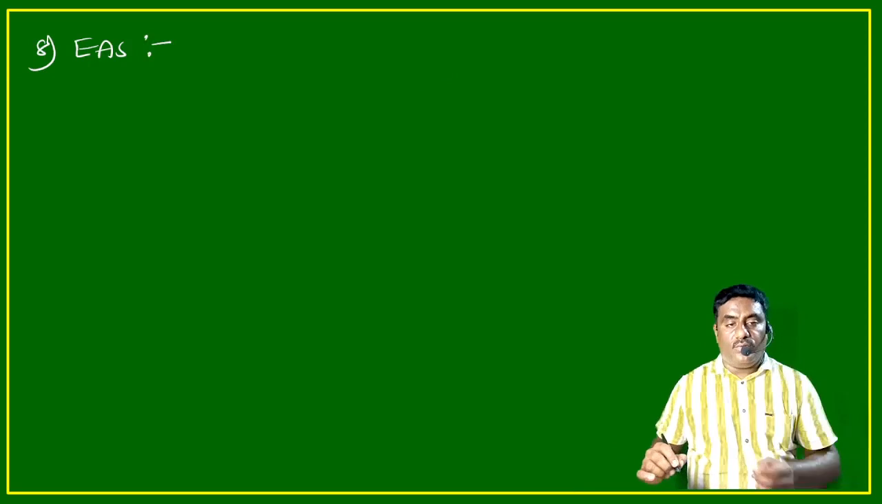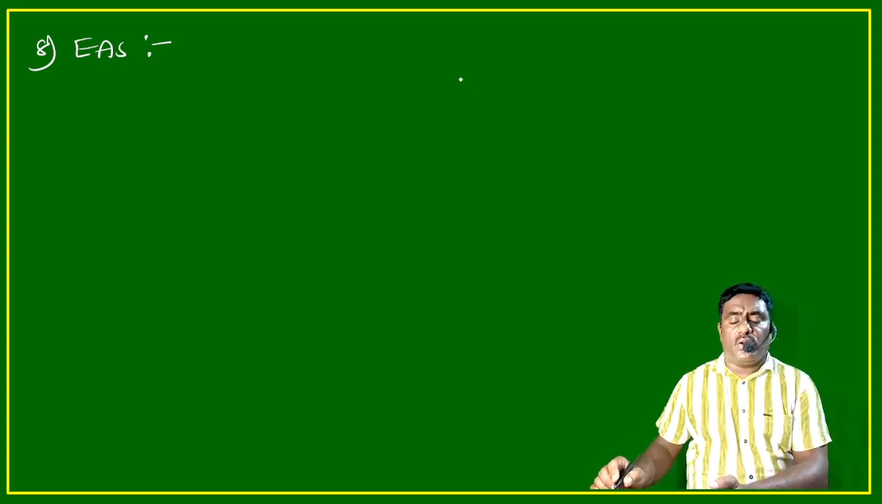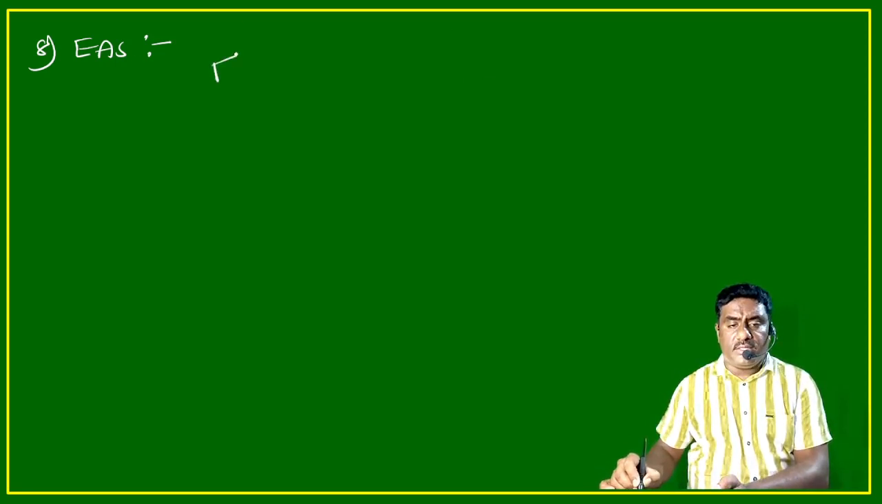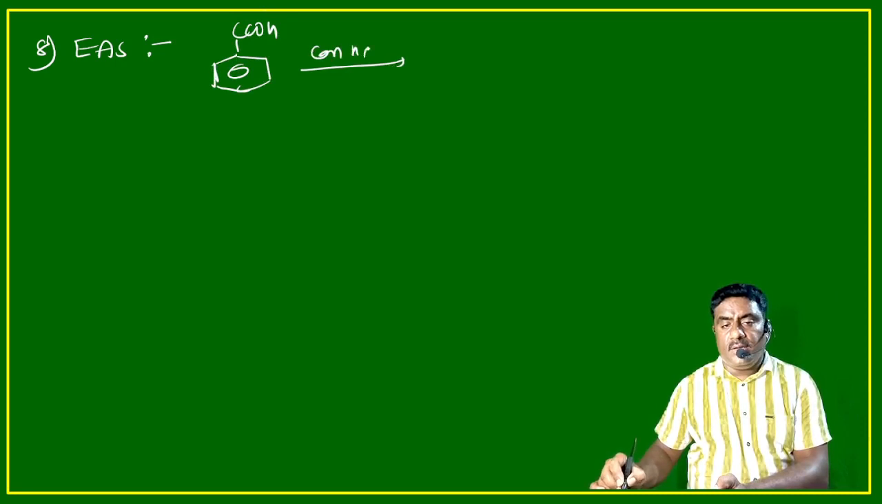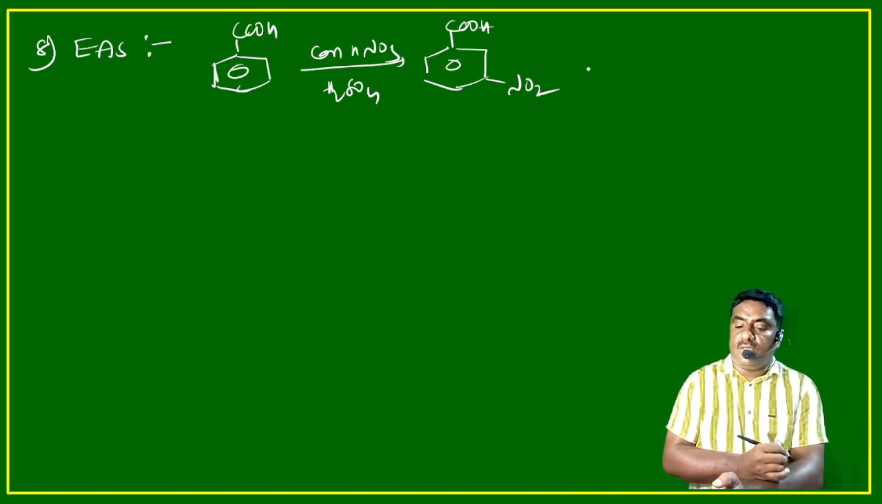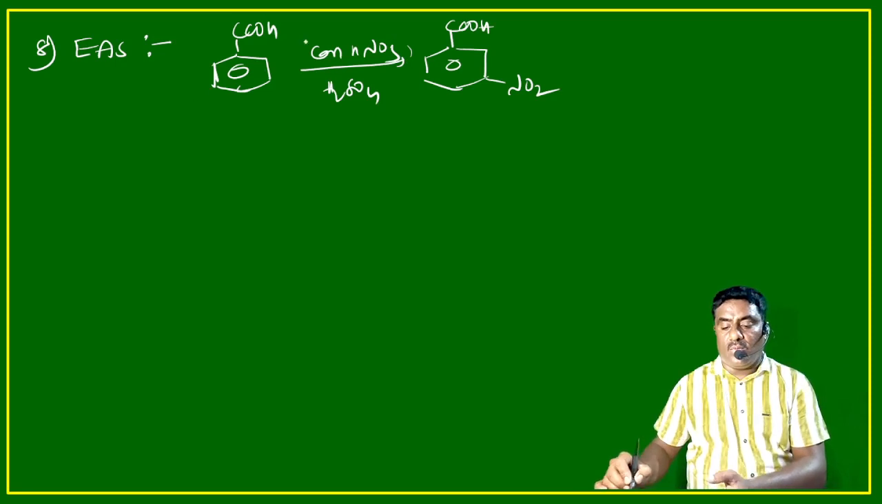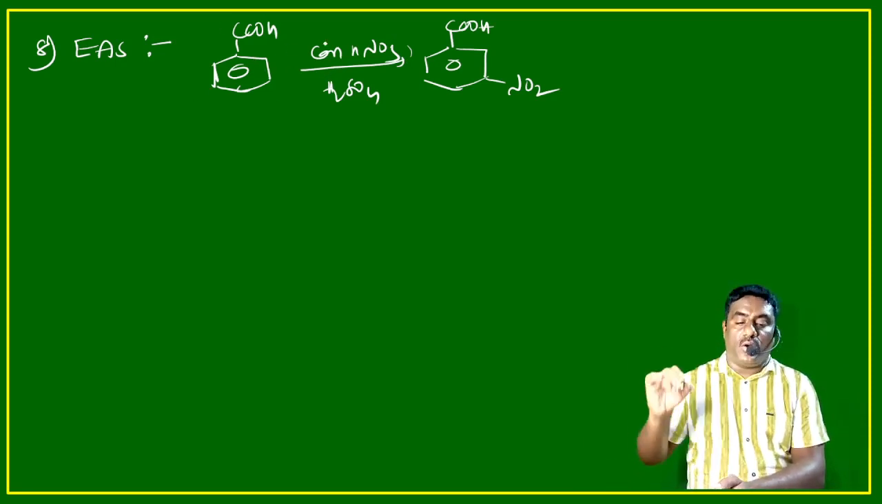Electrophilic aromatic substitution. See, what is electrophilic aromatic substitution? Look at, for example, benzoic acid in the presence of concentrated HNO3 and H2SO4. It forms meta-nitrobenzoic acid. So the aromatic carboxylic acid undergoes nitration.